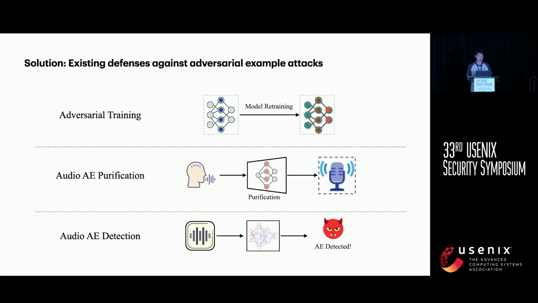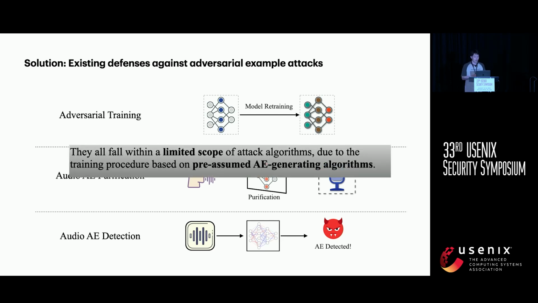So, to mitigate adversary example attacks, various defenses have been proposed, which can be categorized into three types. The first line focuses on enhancing the robustness of SR systems by retraining the models. The second line is designed to purify the input audio by removing adversary perturbations. And the third line seeks to detect adversary examples using binary classifiers. However, these methods are all limited in scope, as they rely on training procedures based on specific pre-assumed attack algorithms. As a result, they are impractical in real-world scenarios.